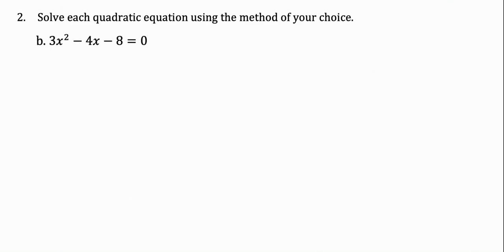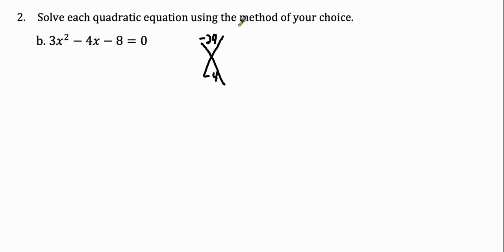Same thing on the next one. We just want to solve this quadratic. So again, it's worth it to set up our x factor to see if this factors. So a times c, 3 times -8 would be -24, and then my b value is -4. So are there two numbers that multiply to -24 and add to -4?